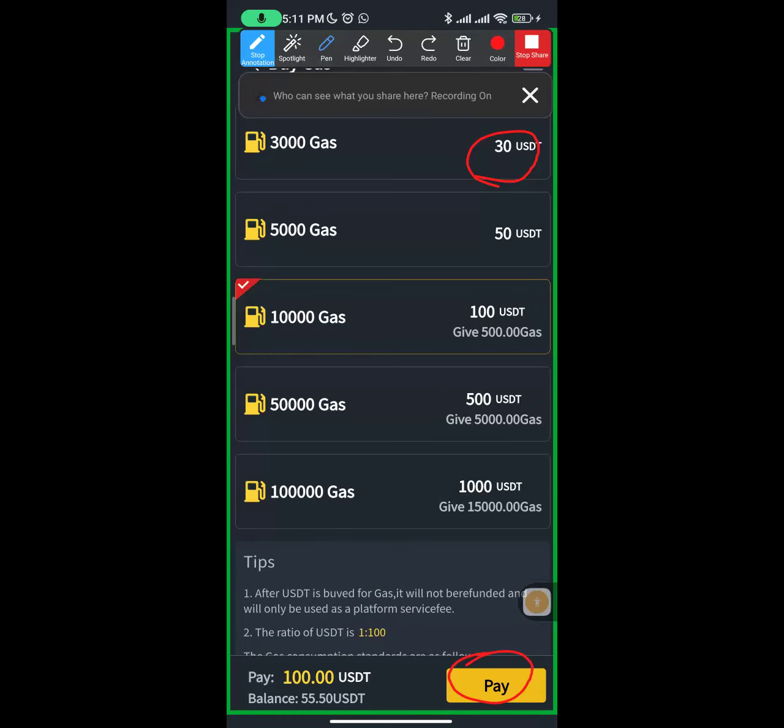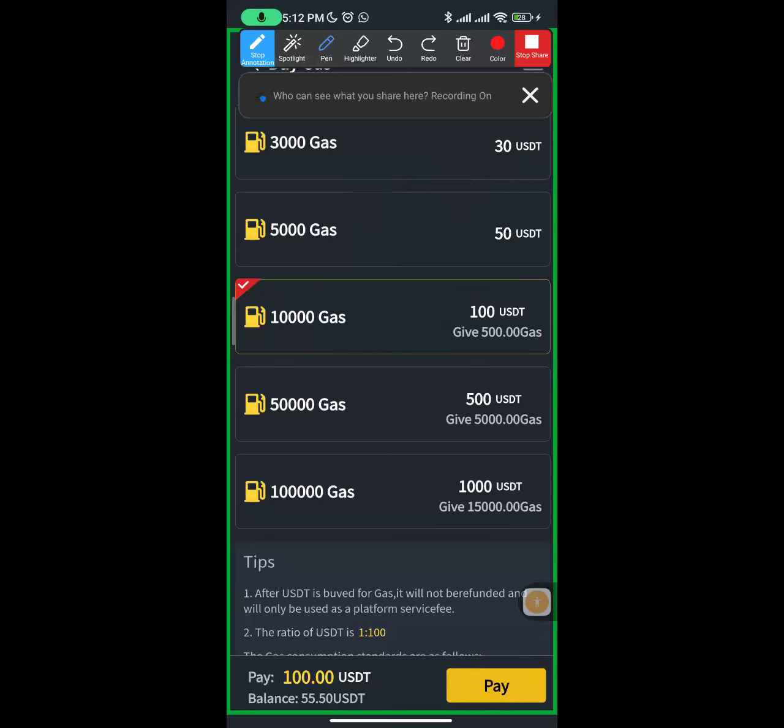When you do this, it converts your $30 to 3,000 gas. Now, if you've sent 50, you tap on pay, then it converts to 5,000 gas. Also, if you've paid in $100, you tap on pay. What happens? It converts to 10,000 gas, and you also get an extra 500 gas. So that's 10,500. That's a lot. So the robot even compensates you before you start trading.